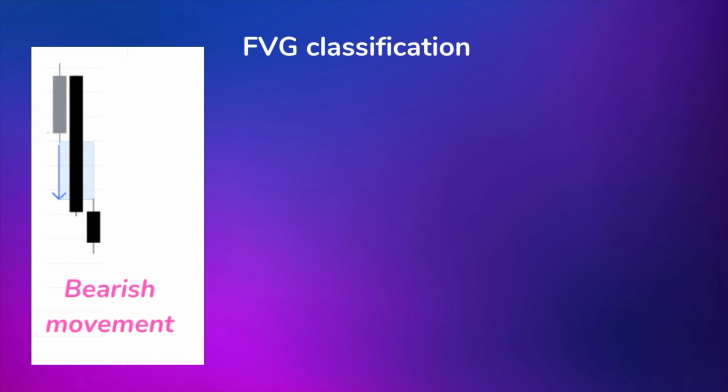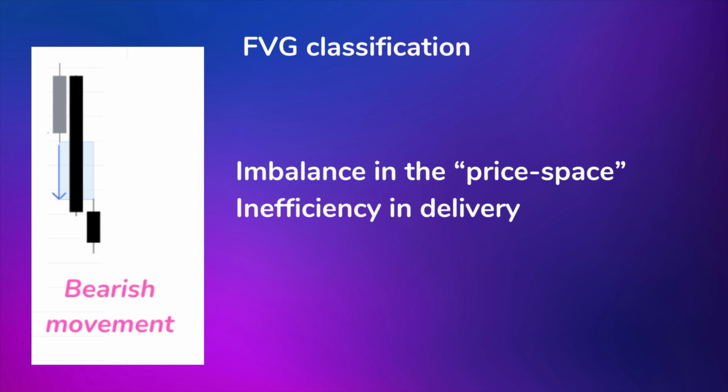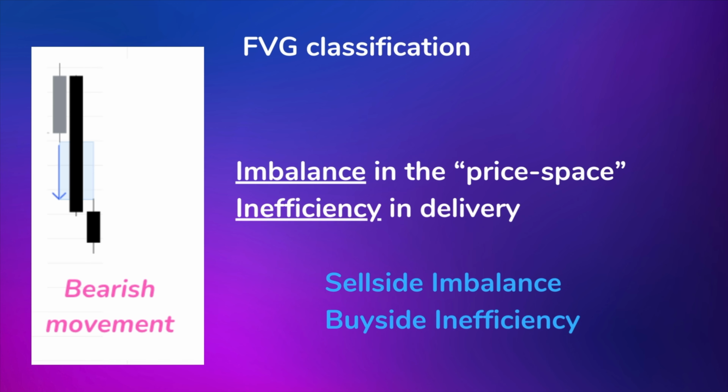We have also seen before a bearish movement, a fair value gap that was bearish, going lower. Again, here we are going to have an imbalance in the price space and an inefficiency in the delivery. The imbalance is going to be on the sell side, and the inefficiency is going to be on the buy side. For this reason, when we look at a bearish movement with a fair value gap, we're going to have a SIBI: sell side imbalance, buy side inefficiency.